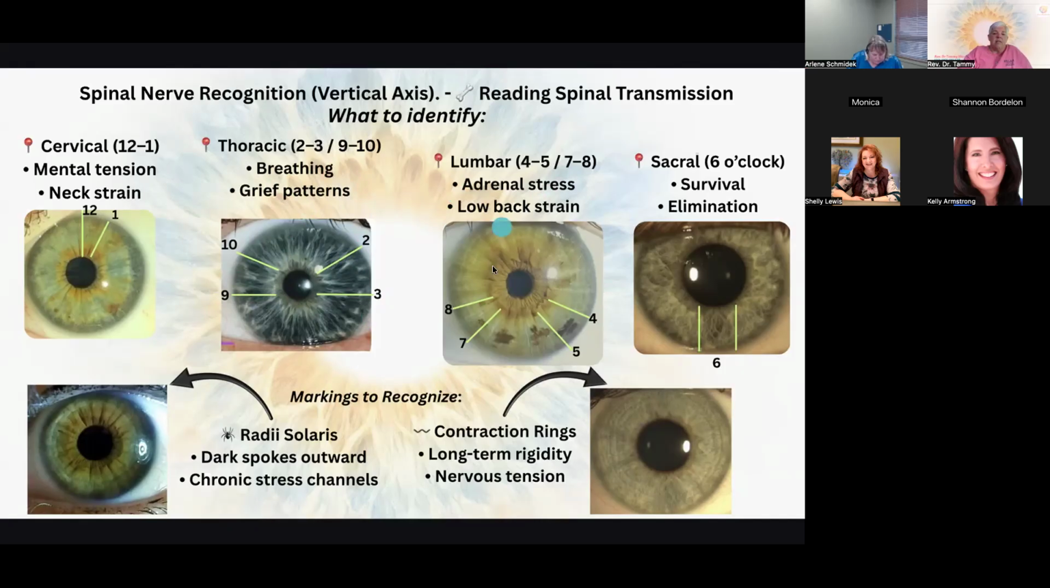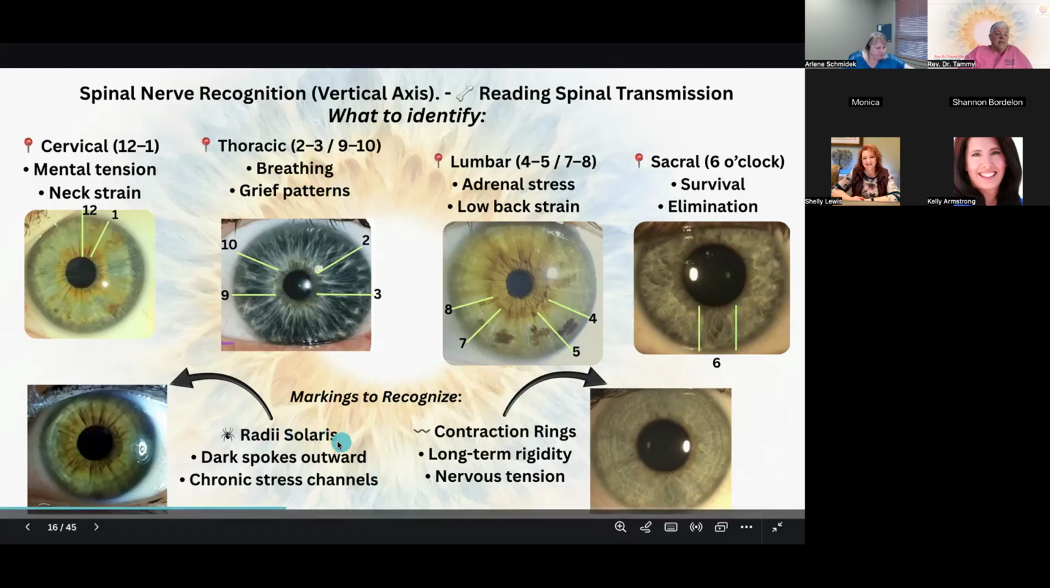Lumbar section. This is the lumbar down here from 4 to 5 and 7 to 8. So you're going to see these pigments in here. This is adrenal stress, low back strain. Sacral, 6 o'clock, survival. This person, we've seen a couple of eyes already that had this ballooning out. This is that same one that I pulled over. This is survival and elimination issues. They're not eliminating very well.